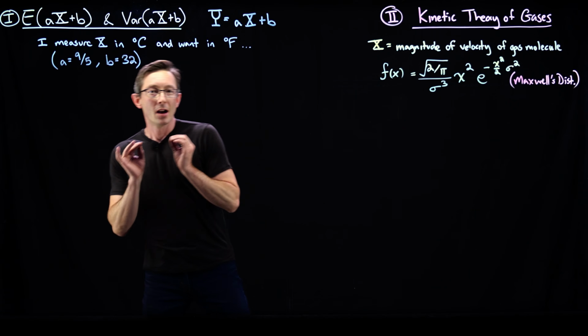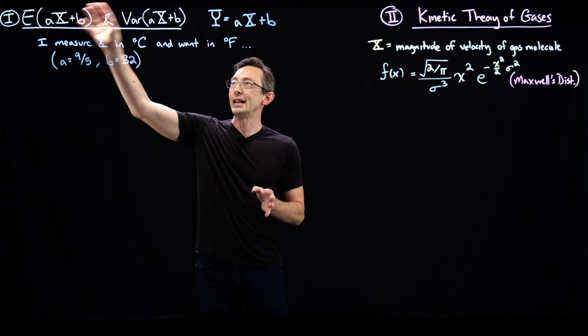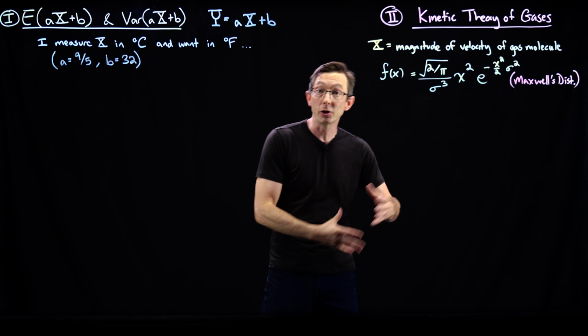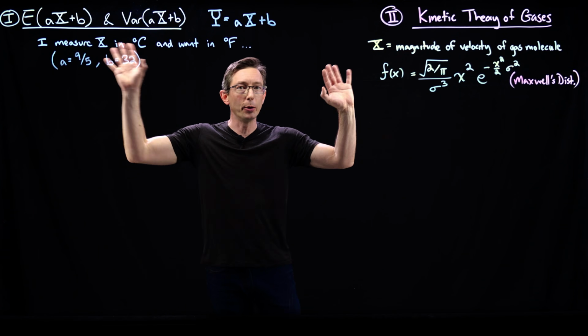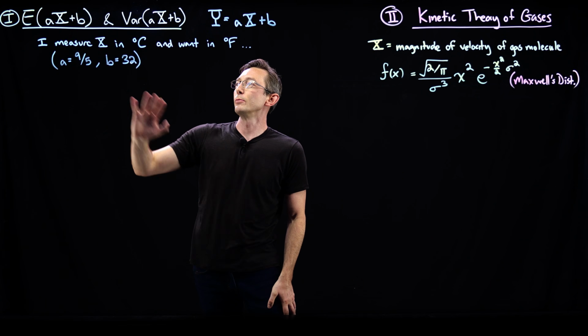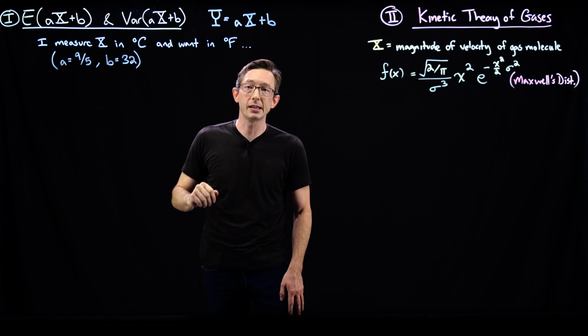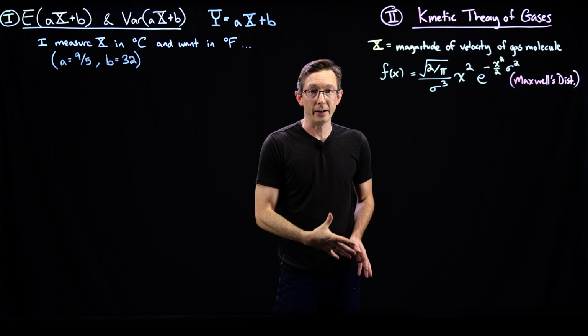Welcome back. Okay, I'm going to work out two examples that involve the expectation and variance of a function of a random variable, and both of these are physical examples. So in this case, we're going to assume that we measure some variable for temperature in degrees Celsius, and we want to convert it to Fahrenheit.